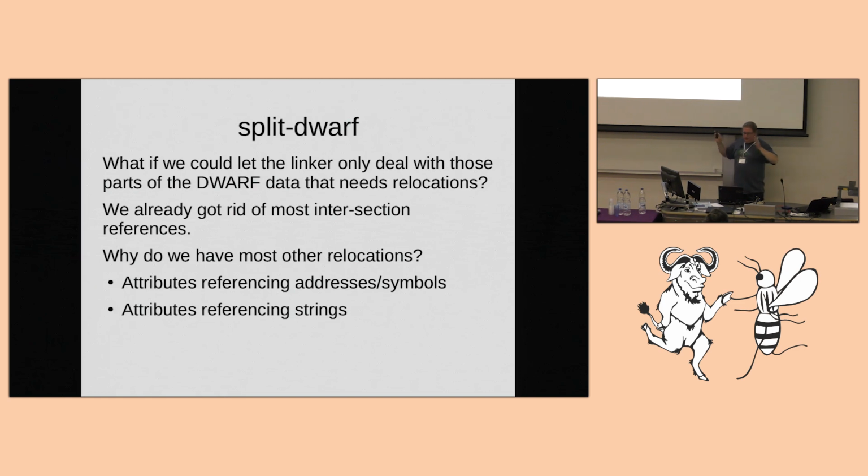Indeed, so we got rid of most of the intersection references. Now, what if we could put everything that doesn't need relocations in a separate file, a DWO file? So we still have some relocations, obviously for the addresses and for attributes referencing strings.